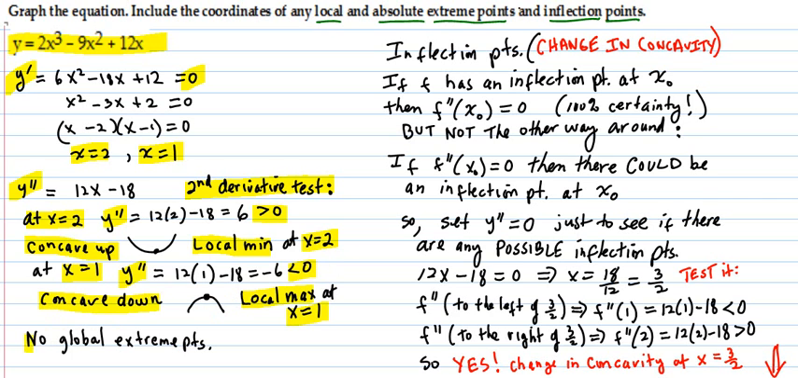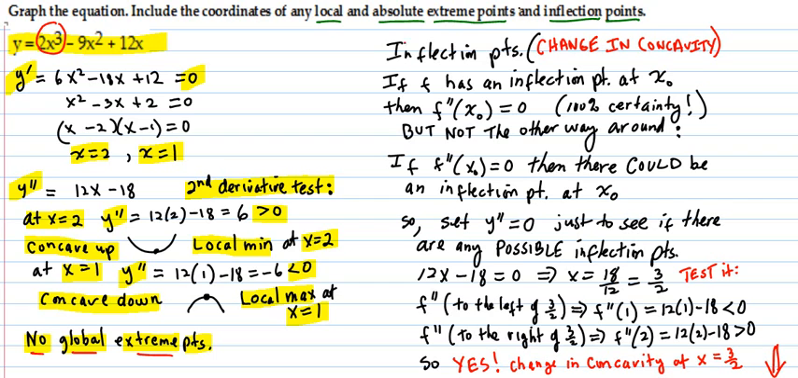Now there are no global extreme points this time, because as we'll see on the graph on the next page, and the fact that this is a cubic polynomial which goes on to infinity to the right and negative infinity to the left, there is no global extreme points. Then we go for the inflection points.